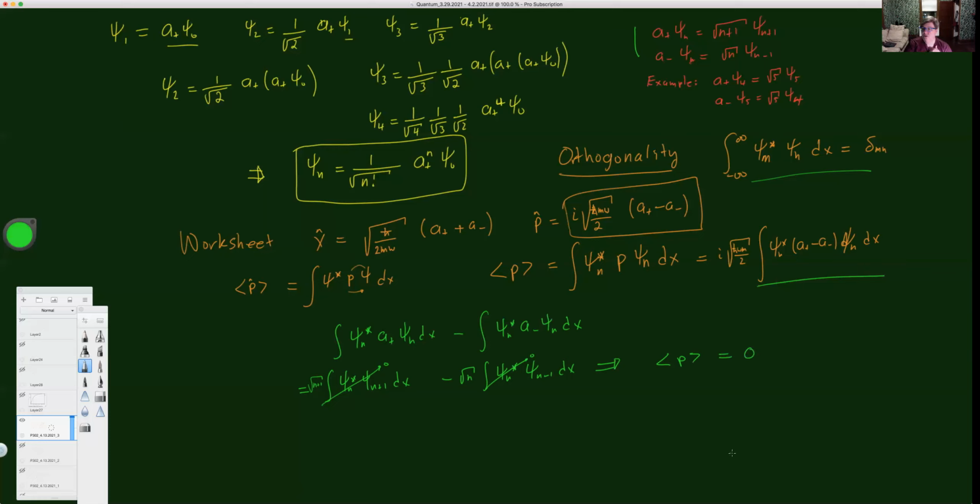Okay, so you are going to have a worksheet in which you're going to calculate a couple of these expectation values. Actually just one for now, and then in the test you'll have a couple more.